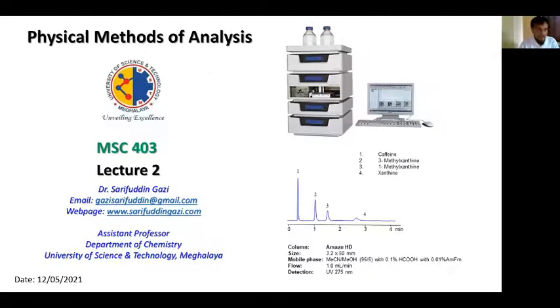So welcome all of you for today's class. We are discussing the physical methods of analysis, and among them we have in this chapter one of the important instruments, HPLC, and in the last class we tried to discuss some basics of HPLC. So I'll just go through what we have discussed in a few minutes, and then we'll focus on what will be our today's discussion. Okay.